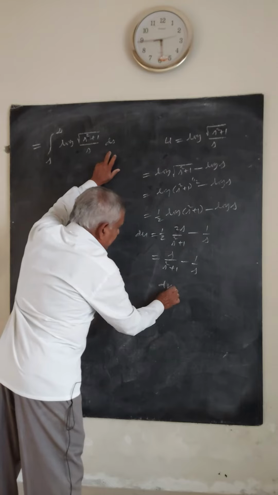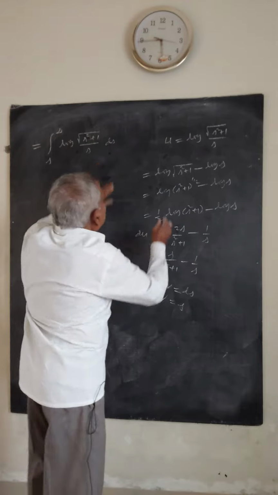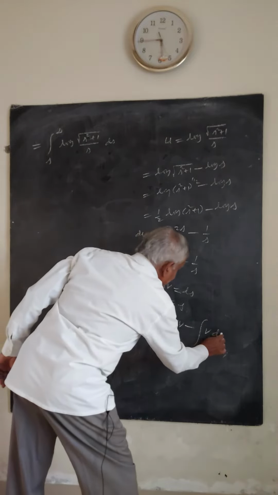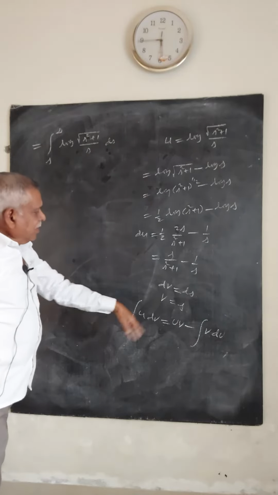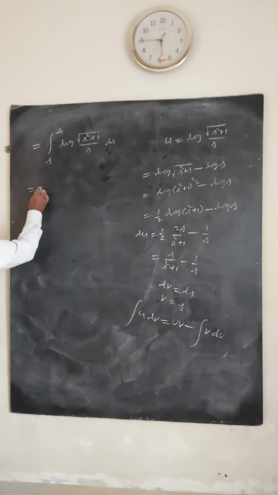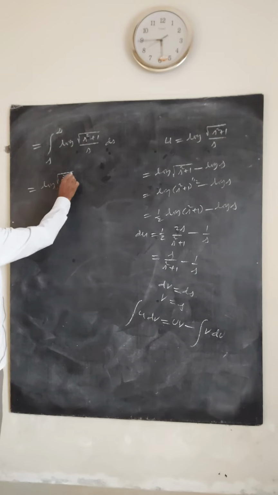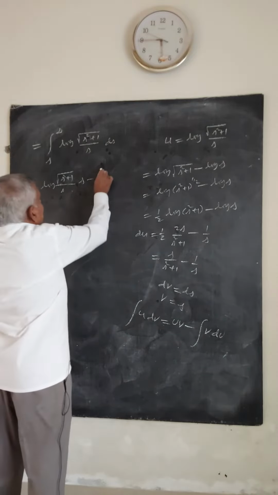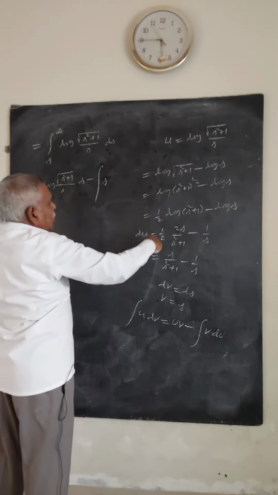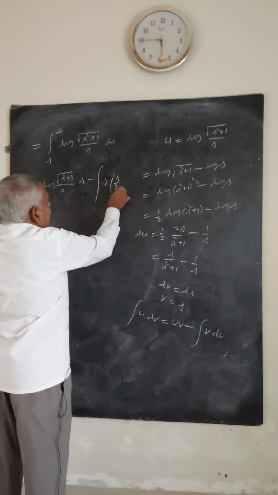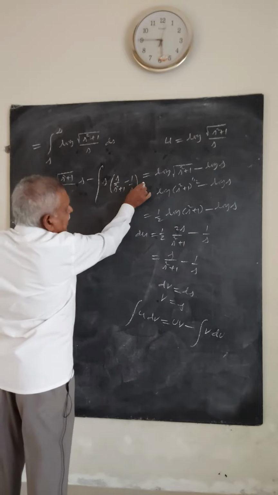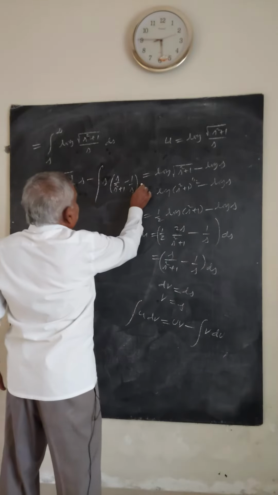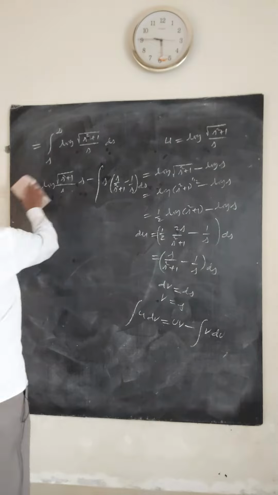Again, this is dv, so dv equals ds, and v equals s. Integration by parts: the integral of u dv equals uv minus the integral of v du. Here u is log of root of s squared plus 1 by s, v is s, and du is s by s squared plus 1 minus 1 by s, ds. Let us do this shortly.